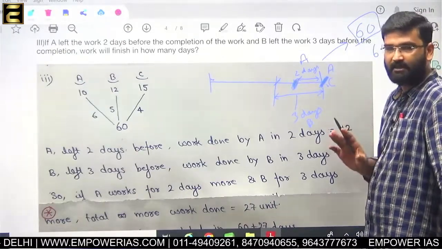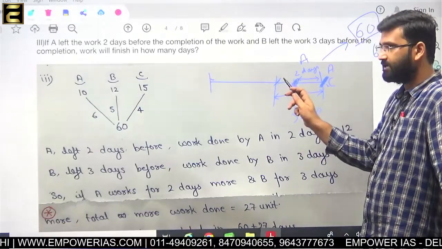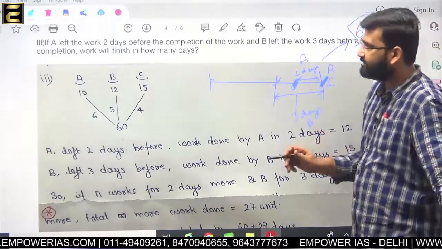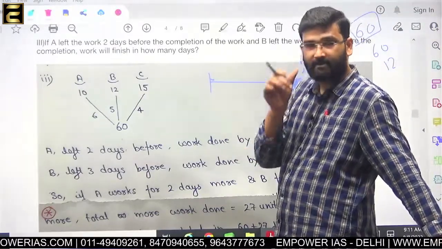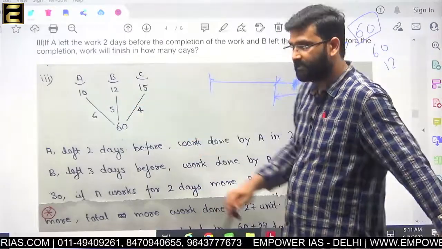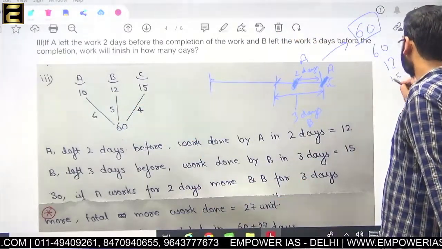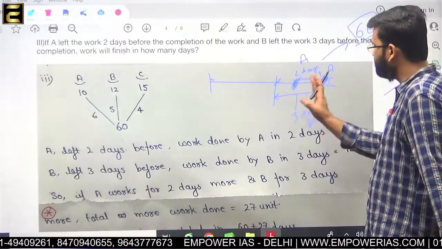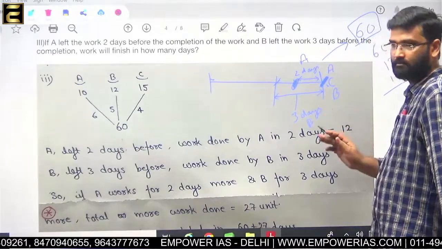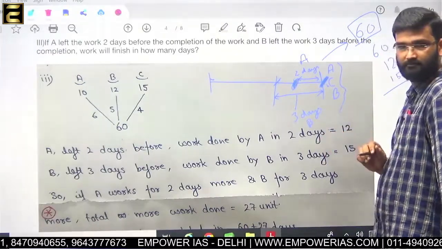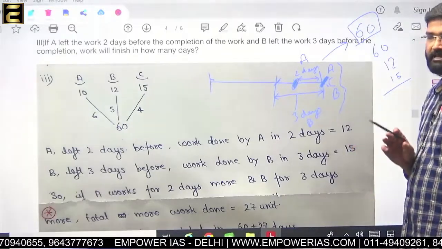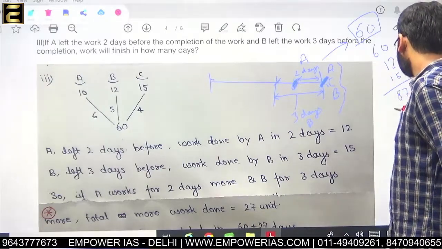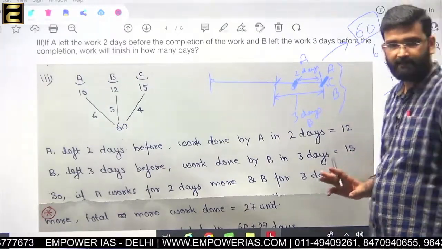Okay. In a similar way, we are asking B to please work for 3 more days. Then the extra units of work done by B in 3 days will be 15. So we are going to add 15 here also. So it means that instead of 60 units, if A, B and C are all working till the end, then the total units of work done will be 60 plus 12 plus 15, which is 87 units. Clear hai?